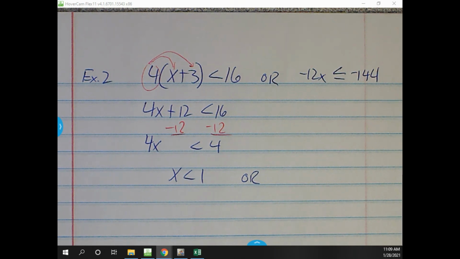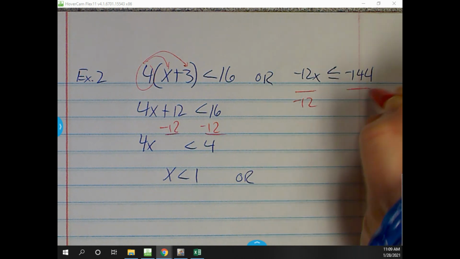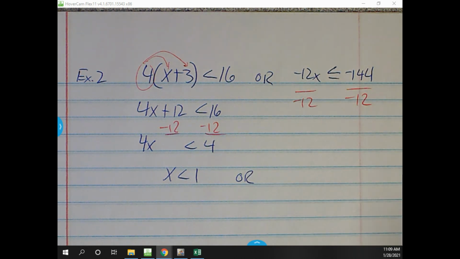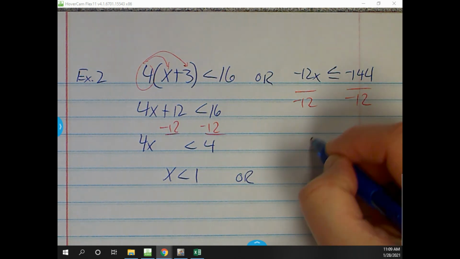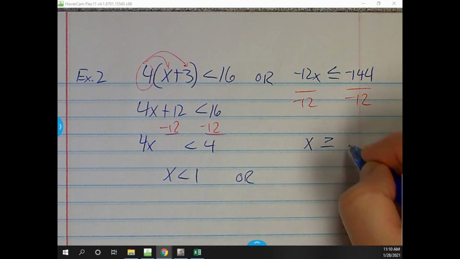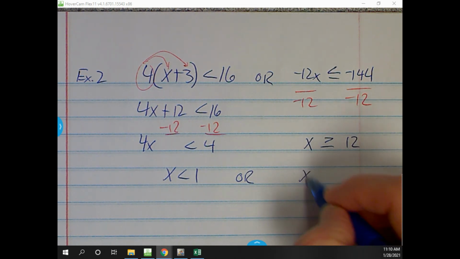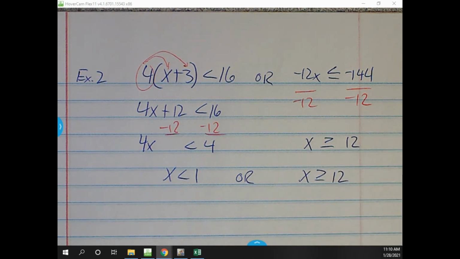Okay, right hand side. Not a lot to do on this one. We just got to divide both sides by negative 12. But the main thing is, if we're dividing by a negative number, we get the x here, you've got to flip this inequality sign around and make it greater than. And then whatever the number is here, that's what we work it out to be. Okay, so there's our 2 OR statements. It's either x is less than 1 or x is greater than or equal to negative 12.